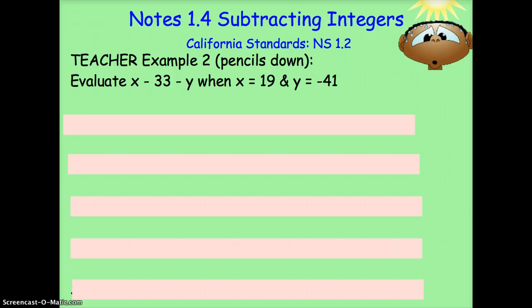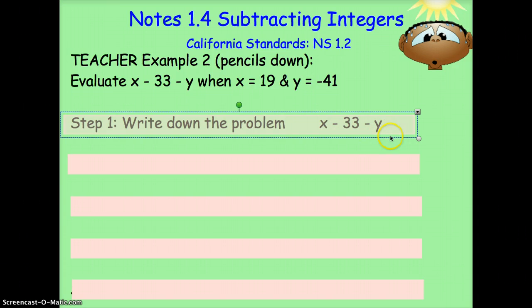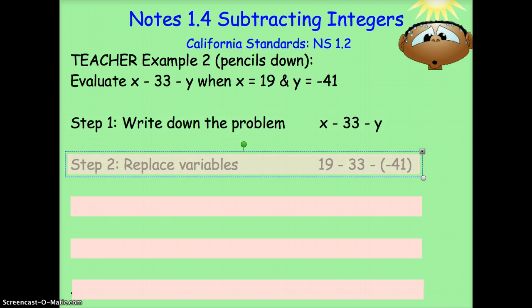Okay, take a look. Same idea. The difference on this problem here is that we have variables. So before we can begin working with these negatives and subtracting and skip, change, change, we need to plug in our numbers. So instead of x, we need to plug in 19, and instead of y, we plug in negative 41. Plugged in our numbers, now we can begin skip, change, change.